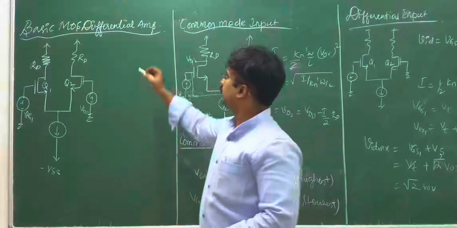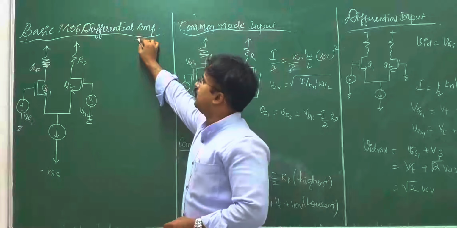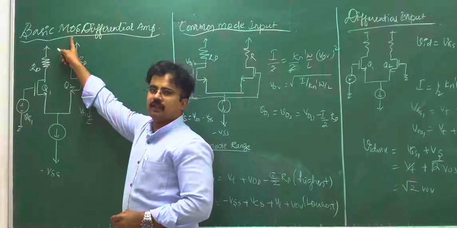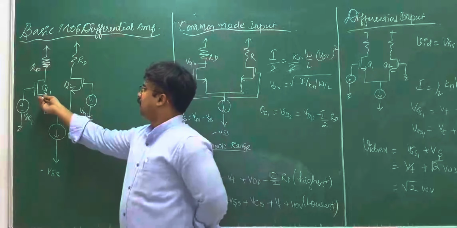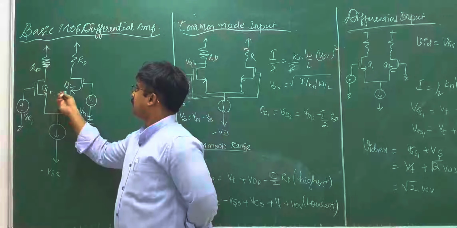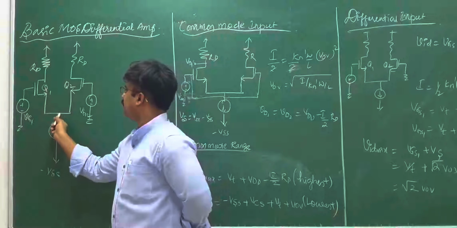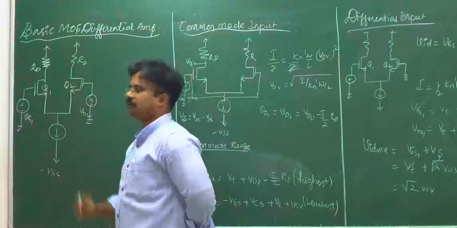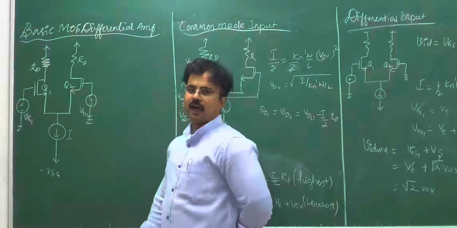In today's class, we will discuss the differential amplifier, that is, the basic differential amplifier using MOSFET. This differential amplifier circuit is made by taking two transistors Q1 and Q2, whose source terminals are connected to a current source, and this current source is used for biasing. This current source carries a current I.